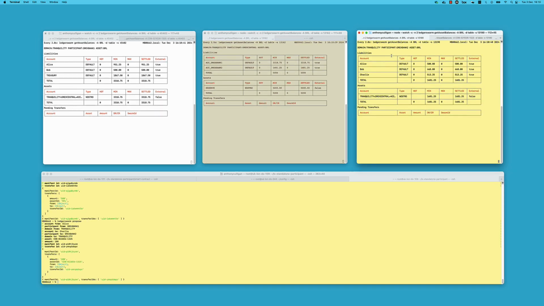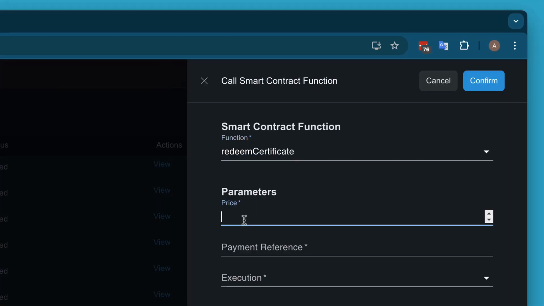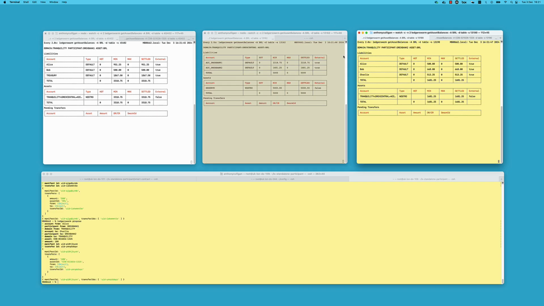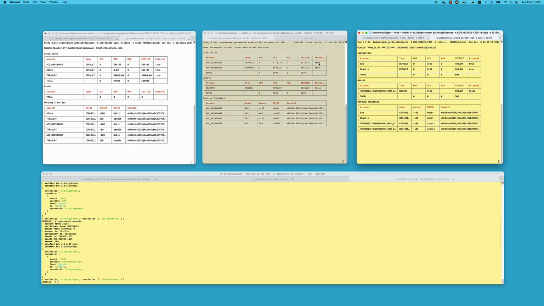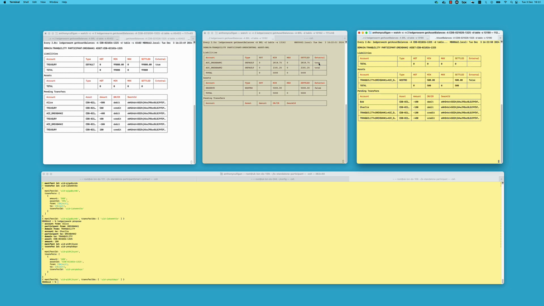Finally, let's look at redemption. For this, we will call the redeem certificate function of the smart contract. And again, let's look at the ledger. We can see that the certificate face value is sent to each holder in accordance with their holding, and each holding is transferred back to the Treasury account at DREX Bank 1. That completes the life cycle of the certificate of deposit, and the smart contract is complete.